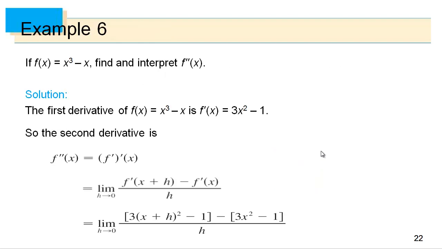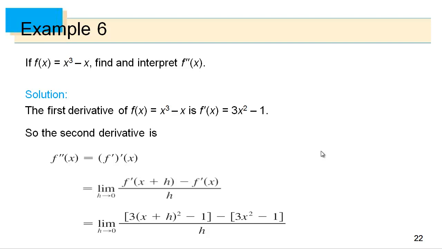Let's look at an example. Start with the simple function x cubed minus x. We want to find and interpret the second derivative. Well, the first derivative of x cubed minus x is actually 3x squared minus 1. Now, you don't know the tricks, or maybe you already do, but you'll figure out how to find that later. So just take it on faith. That is, in fact, the first derivative.